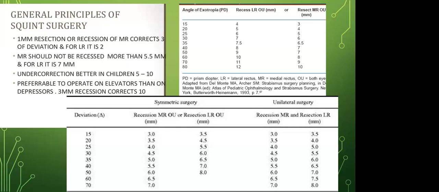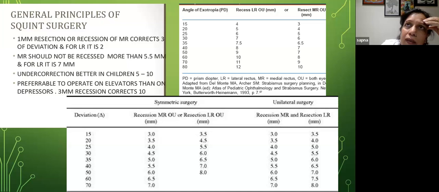Ma'am, I had one question. After correction of squint, what are the indicators that the patient may have diplopia? I mean, pre-operative. See, exotropia, nearly 100% will have diplopia. And that diplopia correction depends on the patient's ability to fuse the images.